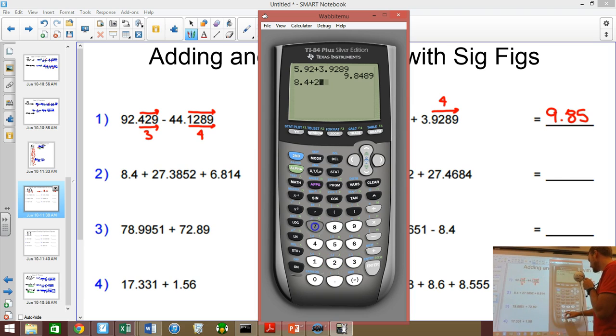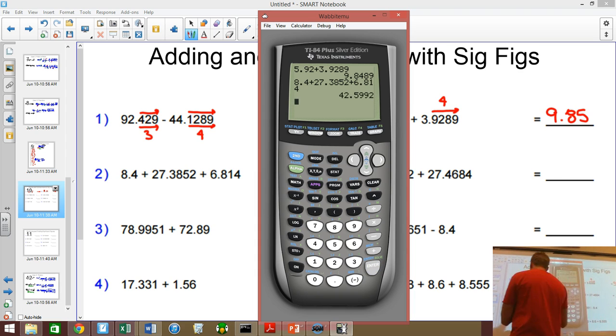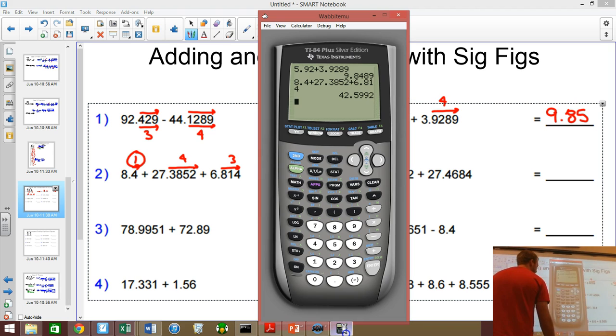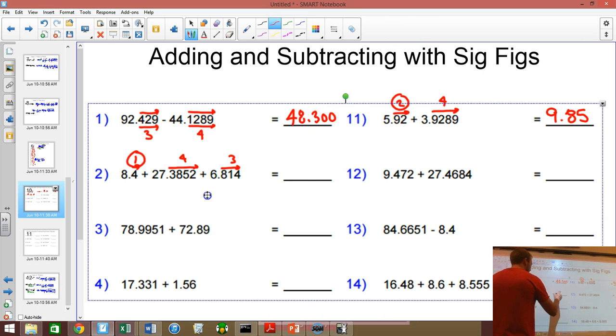plus 27.3852 plus 6.814. 42.599. Now my least is 1. So this goes 1 to the right, this goes 4 to the right, this goes 3. So my answer can only go 1 to the right of this. 42.6.